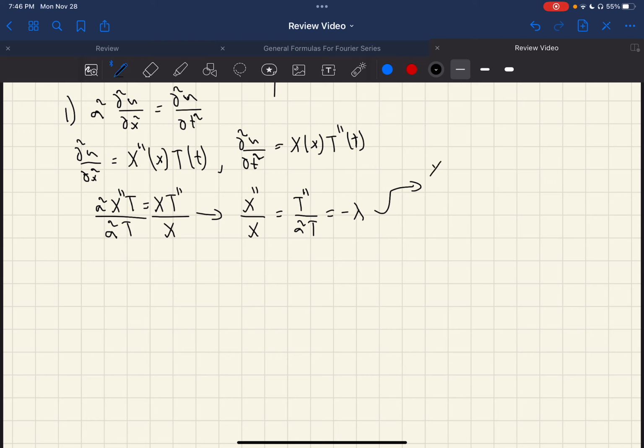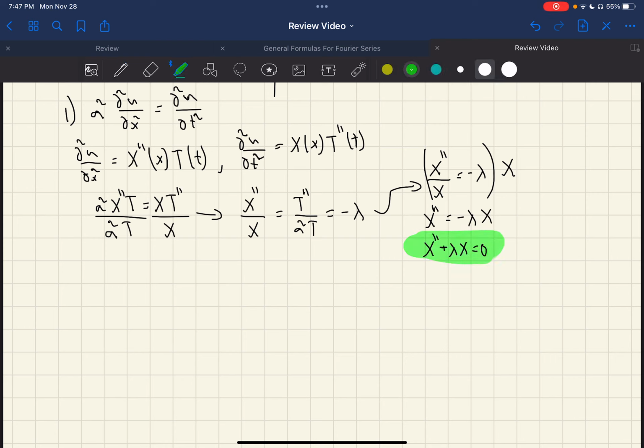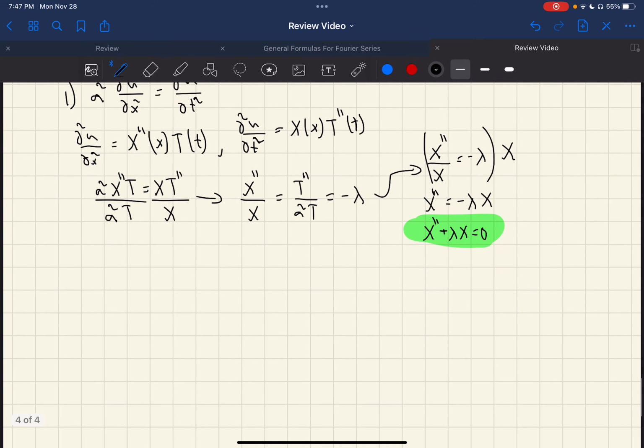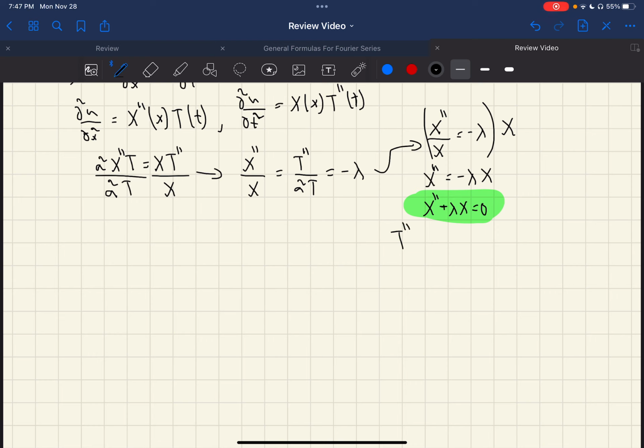So we'll start with the X one. So X double prime over X equals negative lambda. We have to get this in the standard form. So we need everything to be on the same side, and we need the X double prime to be isolated. So we can multiply both sides by capital X to get X double prime is equal to negative lambda X. And then we bring that over to the other side, and then we get X double prime plus lambda X equals 0. This is our X ODE. Now we have to do our T ODE, which is the same process.